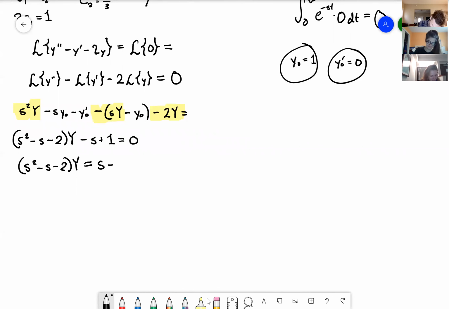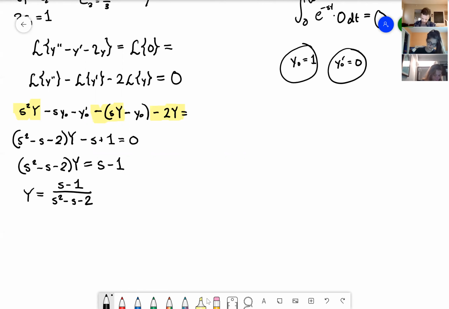Okay. So moving the non-s stuff over to the other side, I get s squared minus s minus 2 times Y on one side, and on the other side, s minus 1. Okay, now divide both sides by that stuff, and we get capital Y.